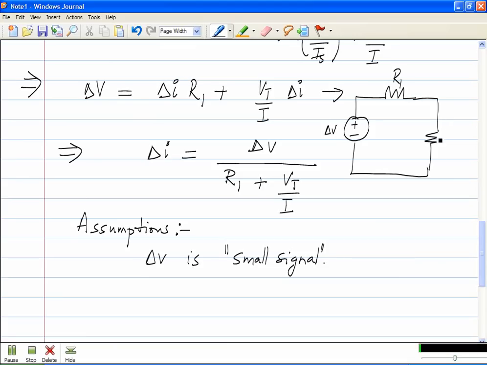What is Vt? Vt is the thermal voltage, kT by q, which is about 25 millivolts at room temperature. So if this is the network, then delta I is the current in this. As far as incremental signals are concerned, however nonlinear the network is, one can always draw a linear network which relates all the incremental quantities. Please note that this is the incremental network.